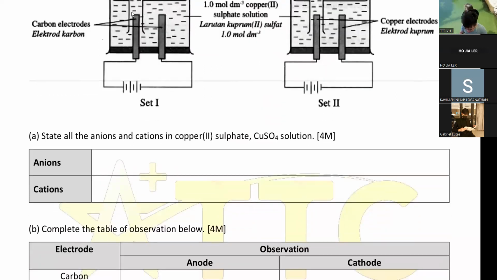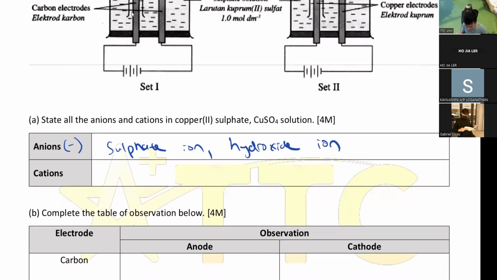So anions, I like to put a negative here first because it's the girls, to remind myself it's the girls. So sulfate ion and hydroxide ion. Did you get it? Cations are positive. This is your copper ion and hydrogen ion.